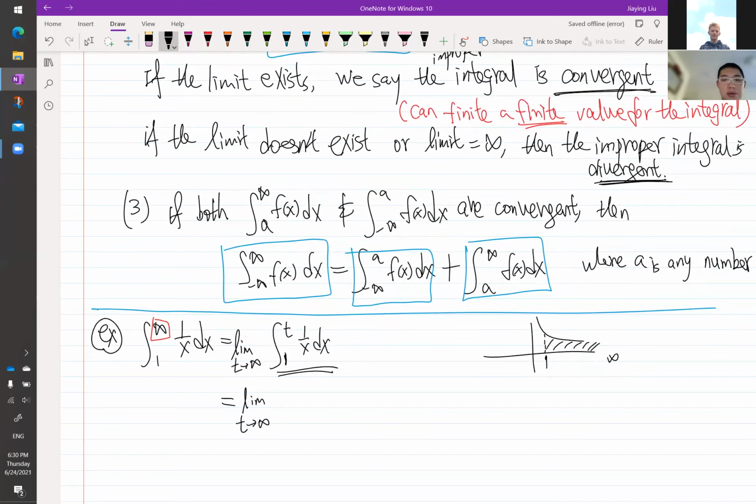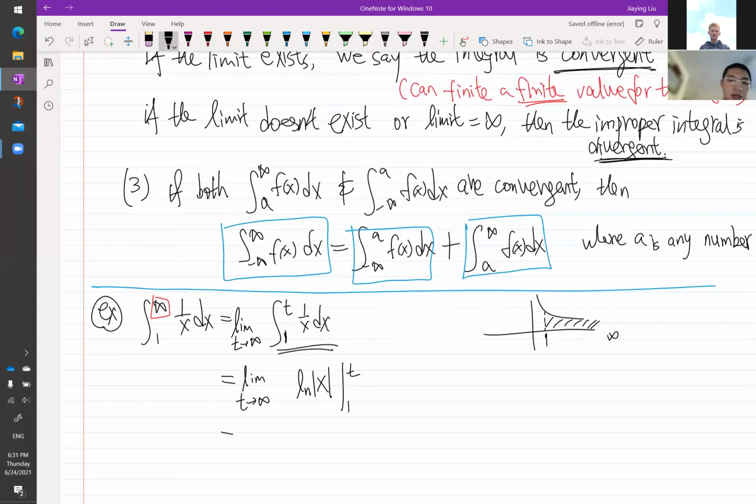And then we can evaluate the integral just like we normally do with the definite integral. So that becomes limit, t goes to infinity, and if we integrate this part, we get the antiderivative of 1 over x, which is the natural log of the absolute value of x, evaluated from 1 to t. If you recall the graph of natural log, we only look at from 1 to t, so x is positive, and we can drop the absolute value sign in the natural log.